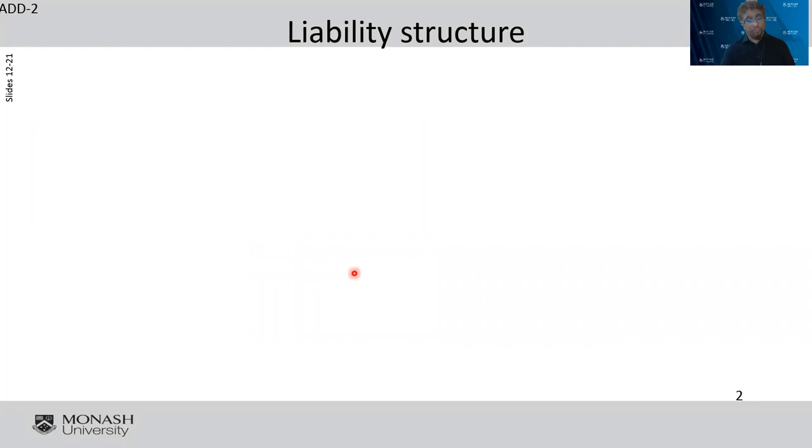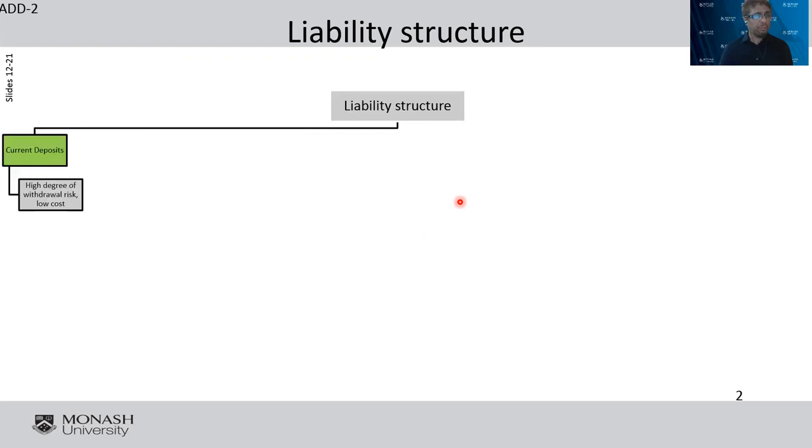Now we have the big and long framework of sources. Let me start with the first one. So this is the liability structure.